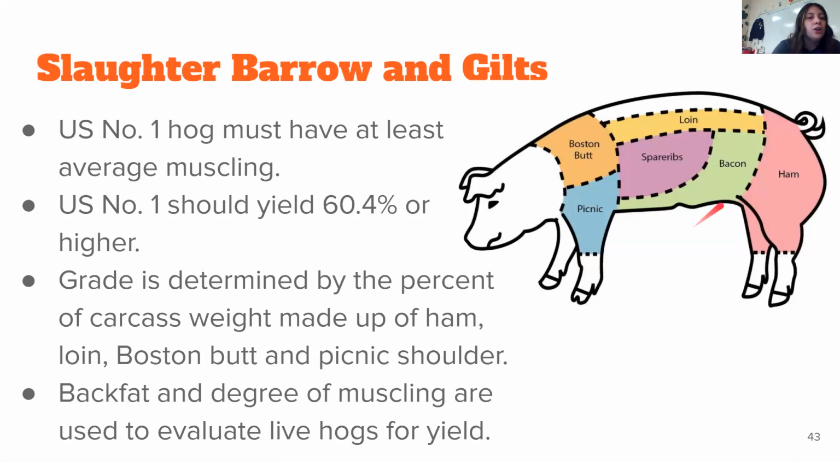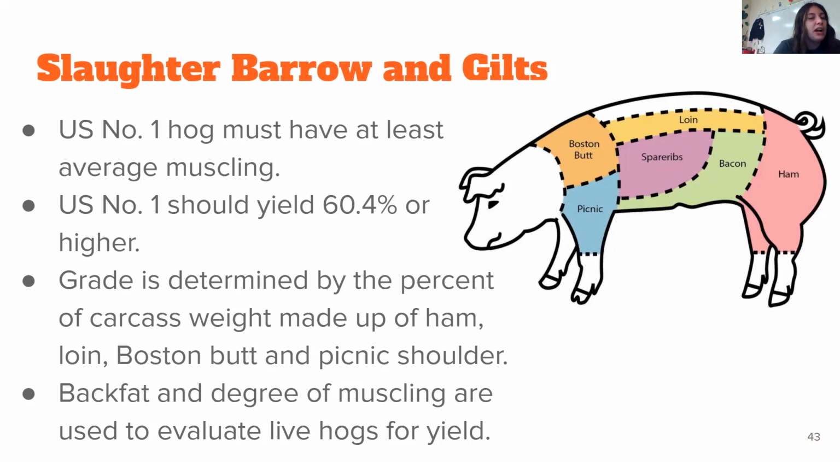In order to be given a grade of number 1, or US number 1, the pig must have at least average muscling. When they look at this pig, they have to have a large frame size. And if they don't have at least average or moderate muscling, they don't get that grade of number 1. And you know, number 1 is the only thing that's going to our shelves. So if you aren't getting number 1, you're taking a price cut.